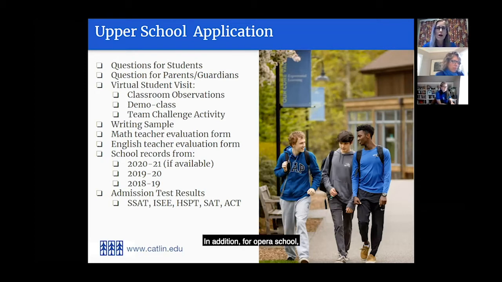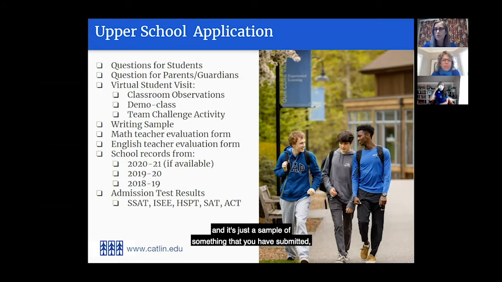In addition, for upper school, we also ask for a writing sample, and it can be for any subject. It's just a sample of something that you have submitted and that has been graded, and ideally has some teachers' marks on it, that you're submitting for us to take a look at your writing. And then for the admission tests, there are a few more options for those applying to upper school, such as the HSPT. And again, we list and describe them and give you more information on our website.